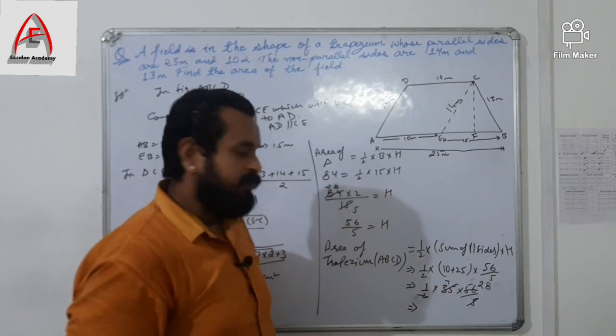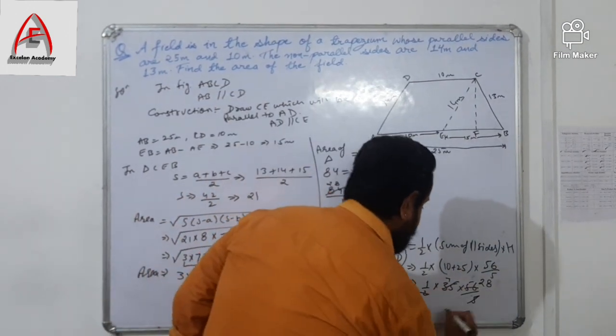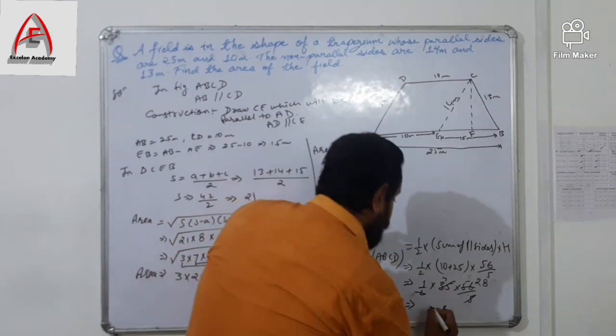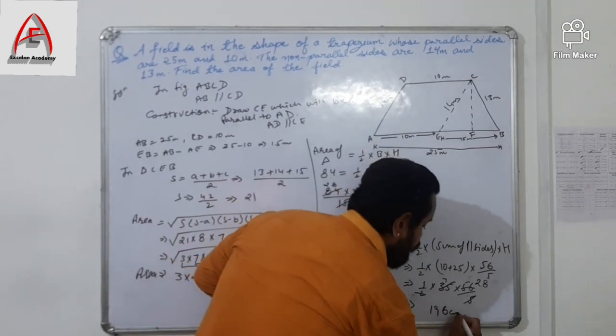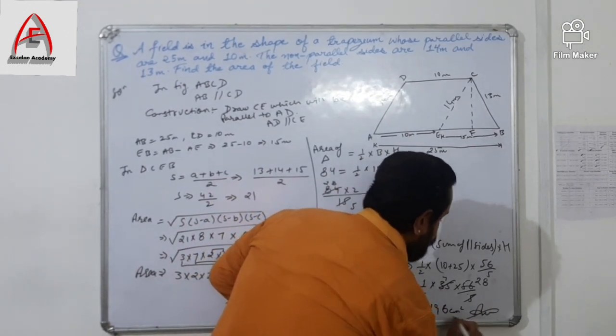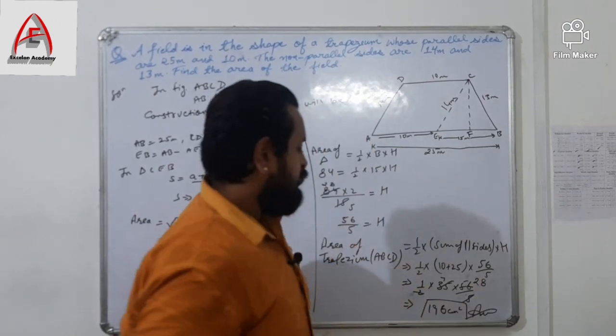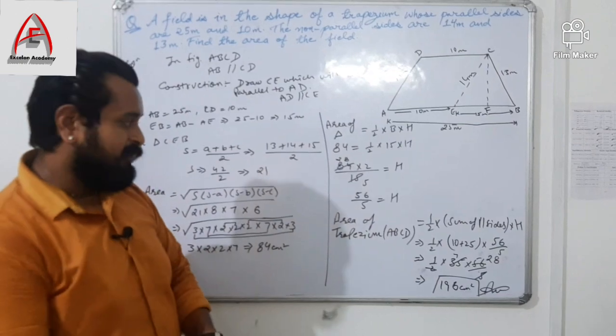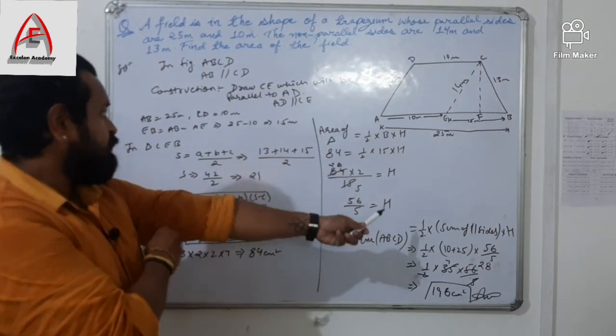28 into 7. On multiplying this, 7 8s are 56, carry will be 5, and this will be 196 centimeter square. So this is the final area of the trapezium, 196 centimeter square. See, once again I am explaining this question.